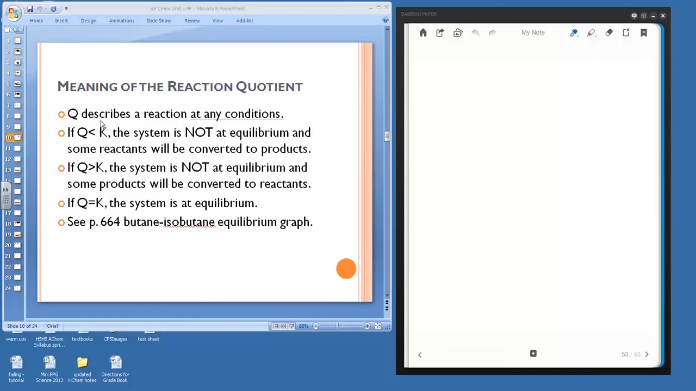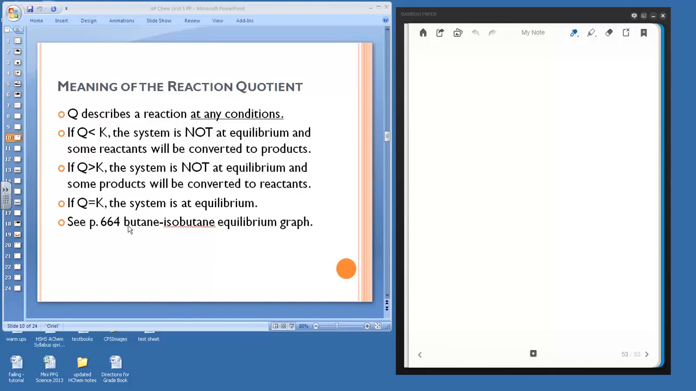If Q ends up being less than the equilibrium constant, K, the system is not at equilibrium, and some of the reactants will be converted to products. That means that we haven't quite reached the stage we need to, and more reactants still need to react to get our K higher. Where if Q is greater than K, Q is too high. We overshot the reaction, and some of the products will have to be converted back into reactants. When Q equals K, the system is at equilibrium.